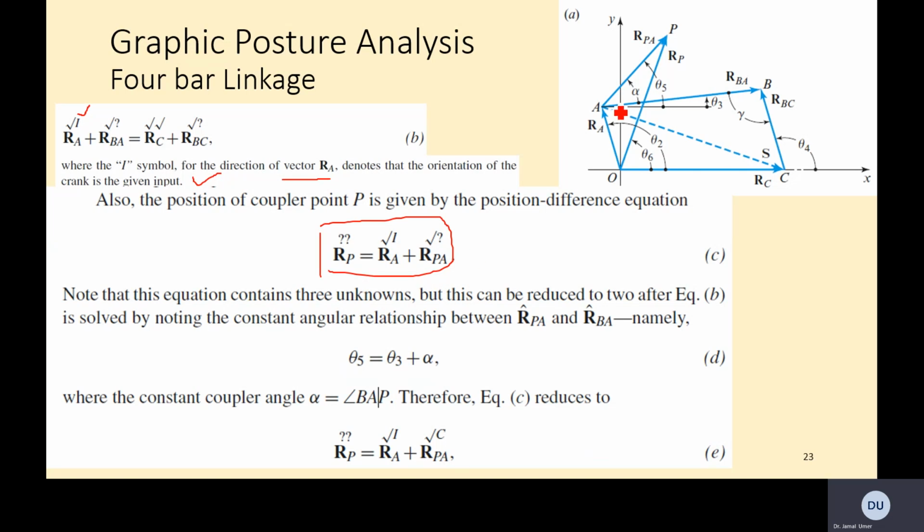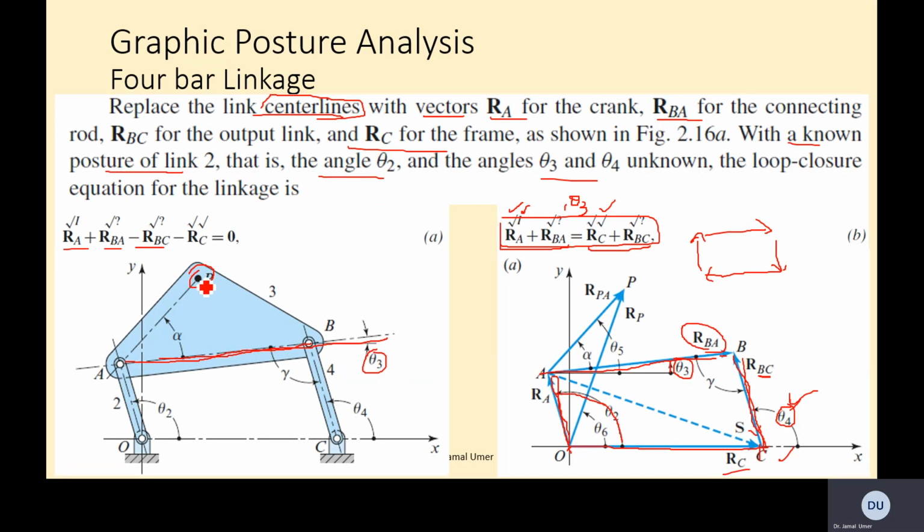So RA plus RPA. When we say this point P, RP is this vector, and RA is this vector, which is already the input. RPA is this one. So you can do the analysis like loop closure analysis, or else you can write it as RP being the sum of RA and RPA. So those are the positions for point P of the coupler. This is for this particular point. It's like drawing different triangles, starting from here with reference to this one, then this angle, then this one. So these vectors are like that, this one from here, and this one from here.